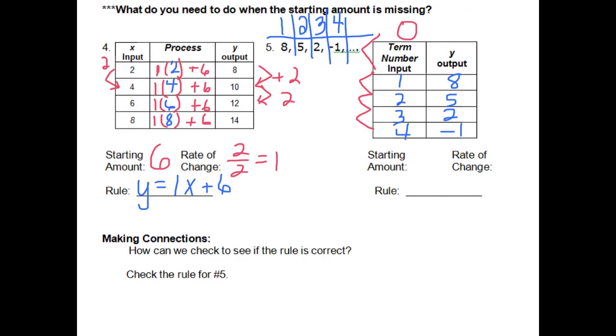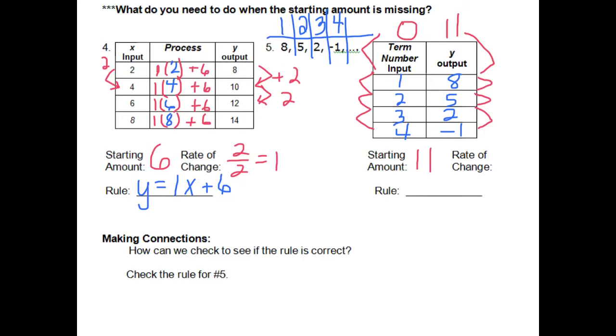Now let's look at this one. We went 3, we went 3, we went 3. So to go one more time, we're going to have to add 3 more. So 8 plus 3 is 11. So our starting amount is 11.